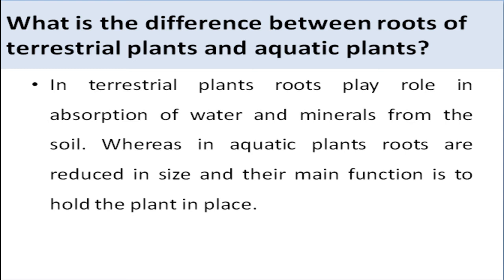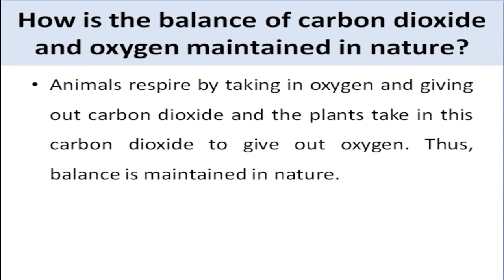Our next question is, how is balance of carbon dioxide and oxygen maintained in nature? Animals respire by taking in oxygen and giving out carbon dioxide, and the plants take in this carbon dioxide and give out oxygen. Thus, the balance of carbon dioxide and oxygen is maintained in nature.